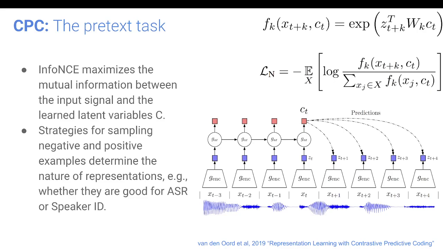So this could be helpful for applications like speaker ID rather than ASR. And this is also what was found by the authors in the paper: for the best performance on phoneme classification, sampling negatives from the same utterance provided them with the best performance.